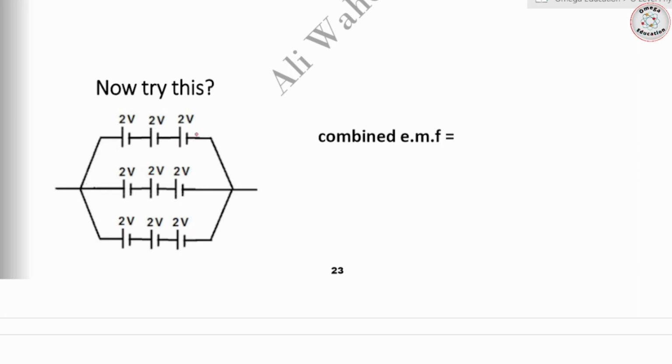So we have three cells which are connected in series. So the combined EMF for the top branch would be 6: 2, 4, and 2 more, it would be 6. Then for the second branch, we have 3 cells once again connected in series, and the combined EMF would once again be 6 volts. Then we have the last branch with 3 cells once again connected in series, and the combined EMF would once again be 6 volts.